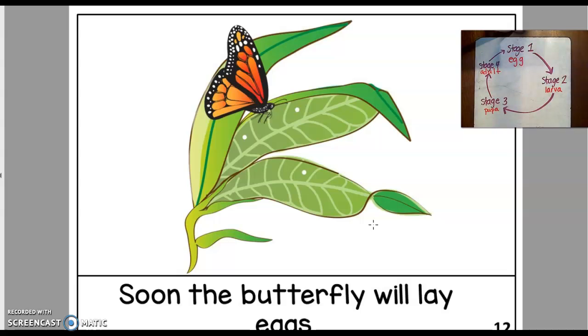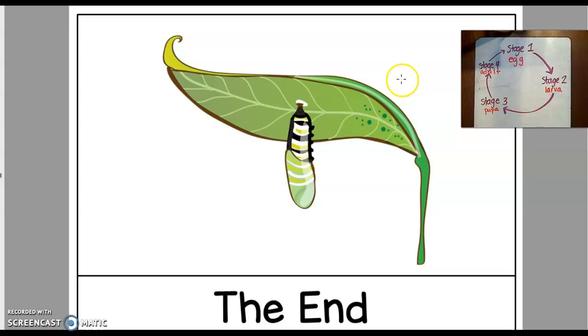So the 4 stages, we have egg, larva, pupa, and adult. Once it reaches adulthood, it can lay its own egg, and then a new life forms, which can start at egg, larva, pupa, adult. The end. Nice job.